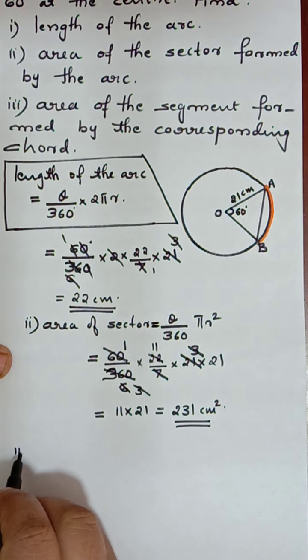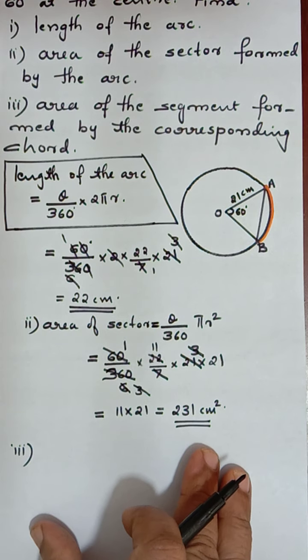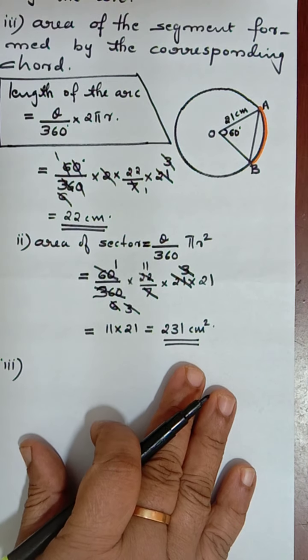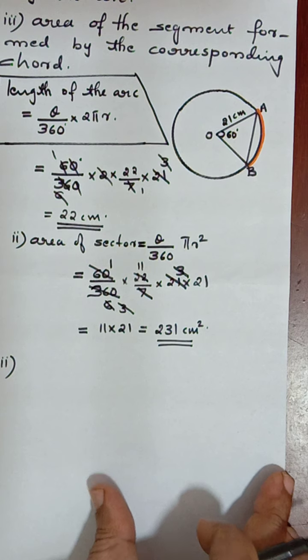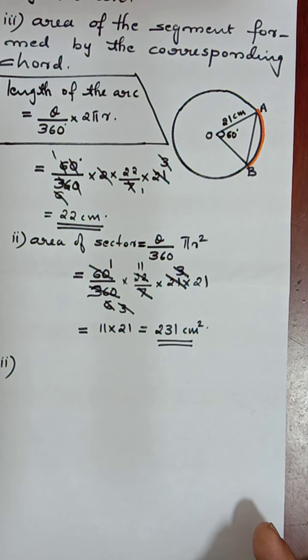Now comes the third question answer. Third part, area of the segment formed by corresponding chord. Area of the segment formed by corresponding chord. What is that segment here?